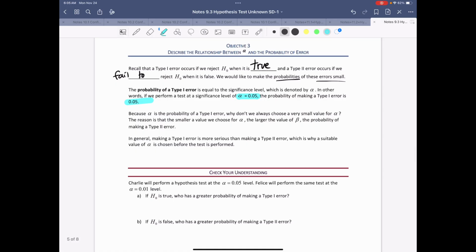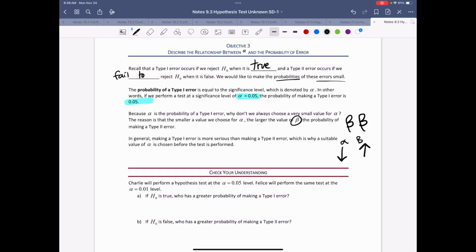Now it says, because alpha is the probability of a type 1 error, why don't we always choose a very small alpha? And that's because the smaller your alpha is, the larger your value is of beta, which is the probability of a type 2 error. And I want you to draw a couple of these betas. So beta, you start at the bottom and it looks like that. And that's a probability of a type 2 error. Now, typically type 1 is more serious, which is why a suitable value of alpha is chosen before the test is performed. But the smaller I make my alpha value, so if I take my alpha down, my beta goes very, very high.